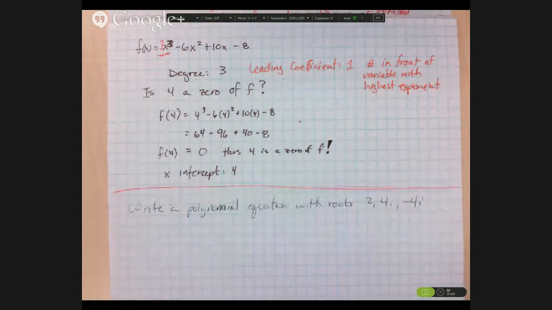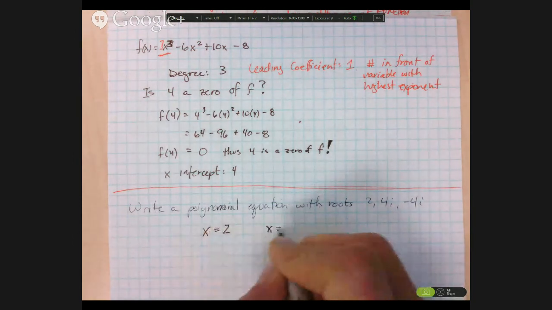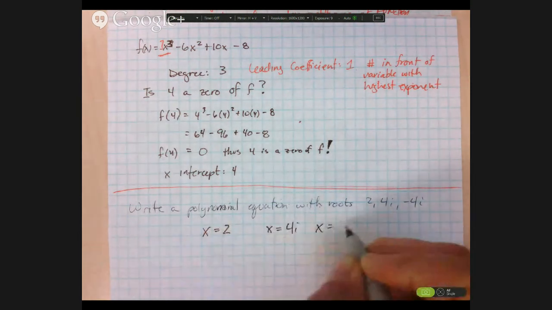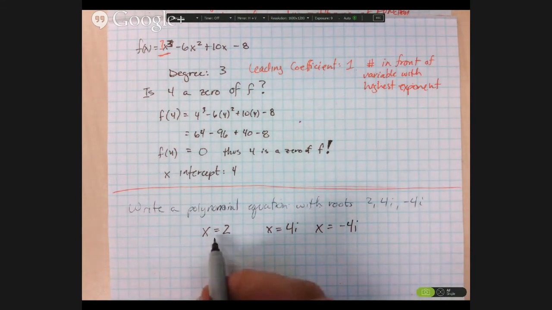Question is, how do I write an equation with those? Those are your x values, the x-intercepts. How can I make those equal to 0? Thank you, Anir.